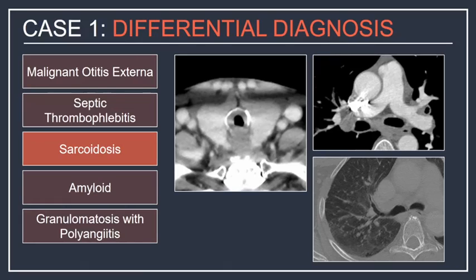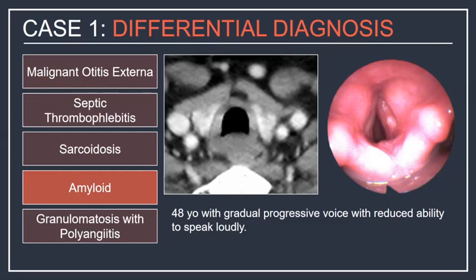So here in this patient, we can see that there's circumferential soft tissue thickening involving the trachea, as well as hilar adenopathy and small micronodules within a perilymphatic distribution. Amyloid also involves the airway. As we can see in this example, there is circumferential soft tissue thickening within the trachea.